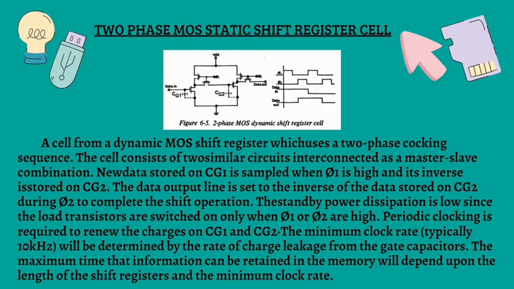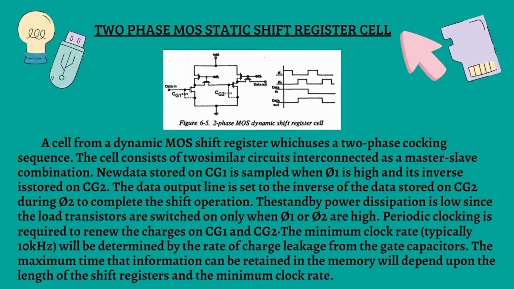2-phase MOS dynamic shift register cell. As shown in the figure, a cell from a dynamic MOS shift register which uses a 2-phase clocking sequence. The cell consists of two similar circuits interconnected as a master-slave combination.